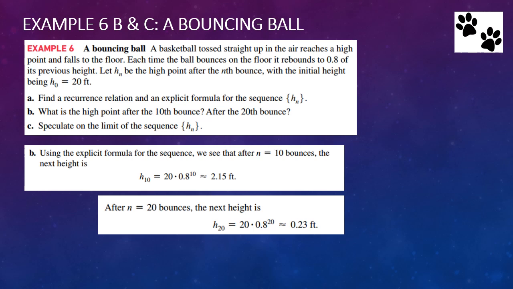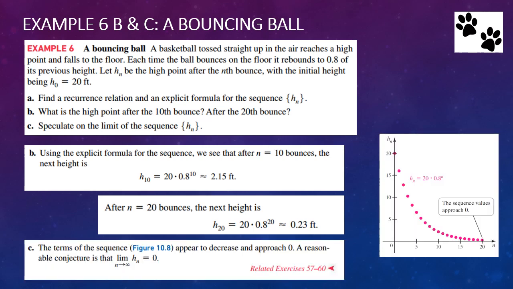And the last part is C. Well, what would you expect to happen with a bouncing ball? That eventually it's going to stop bouncing, so the height is going to be 0. And we can even see that by looking at the value at 10 and the value at 20. Here you have a graph showing what's happening after each bounce. But again, this is quite intuitive, exactly what we'd expect. There are some similar exercises in the text, between 57 and 60, that you might want to try, especially practicing identifying the relation and the explicit formulas for these.